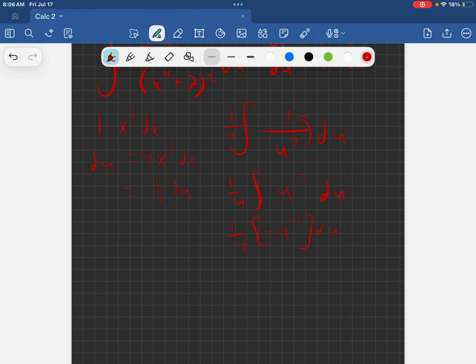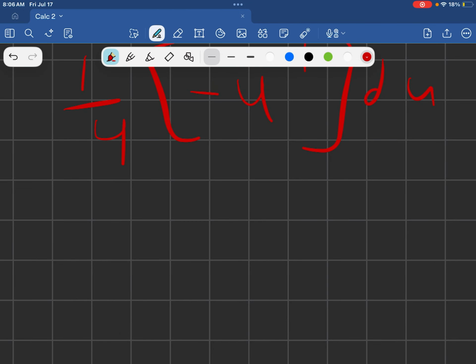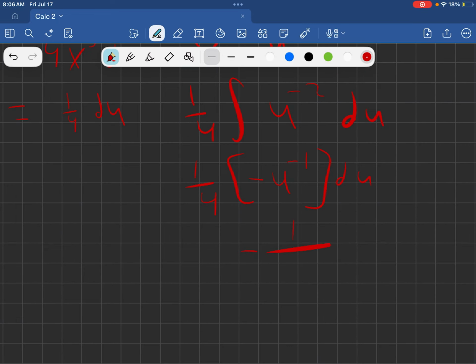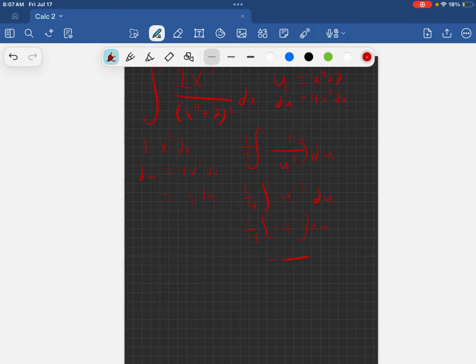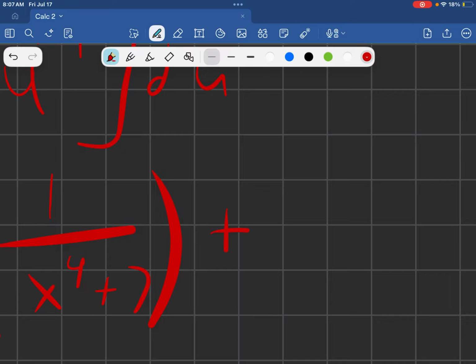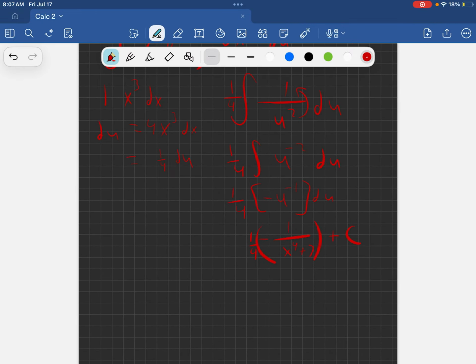And you plug u back in. And you can turn it back into a fraction too here. It's what I typically do. 1 in the numerator, and then denominator is x to the 4th plus 7, multiplied by 1/4, plus c. So yeah, that is what your answer will be.